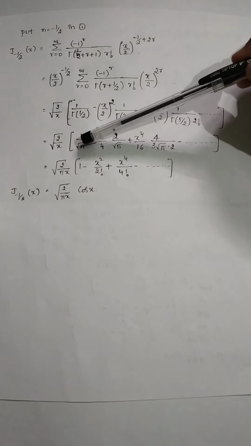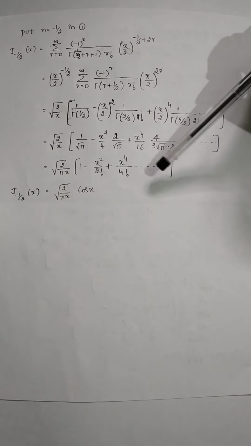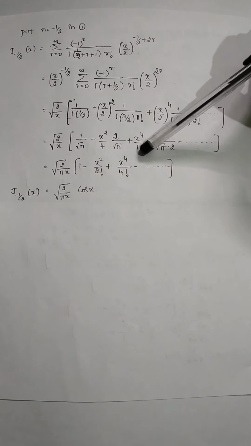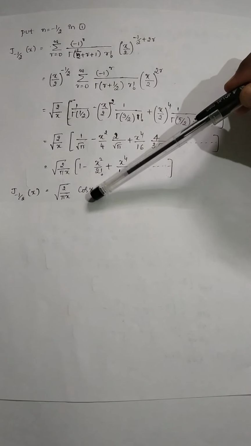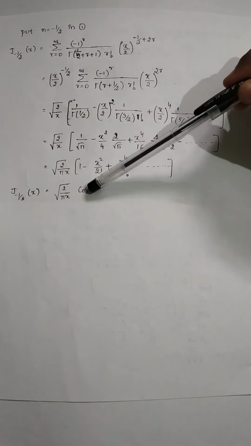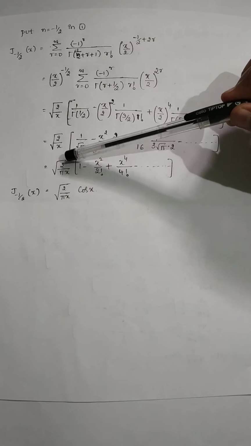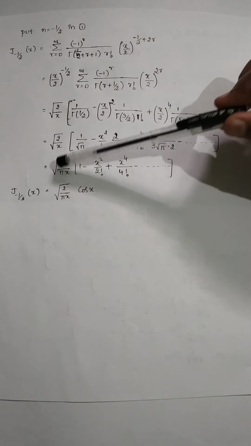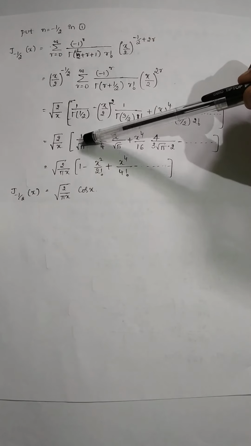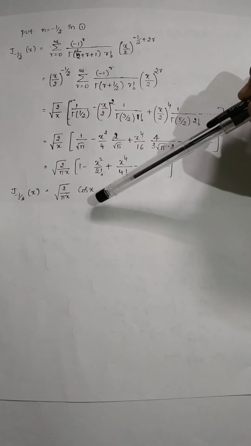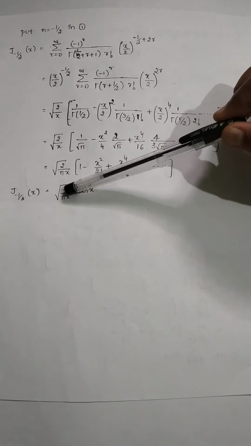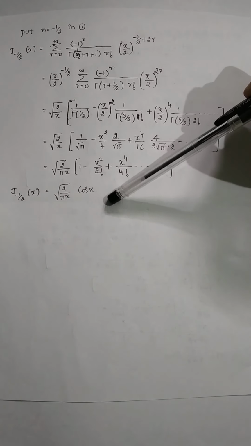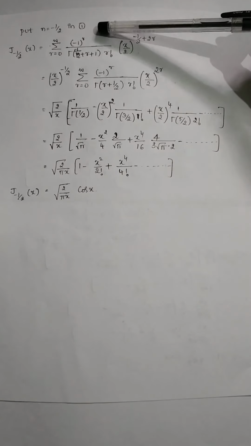After taking root pi outside, the series that you get inside the bracket will be the series expansion of cos x. So that you have written here, and simply outside the bracket you have square root of 2 by pi x. So you will get J minus half of x is equal to square root of 2 by pi x into cos x when you take n is equal to minus half in 1.